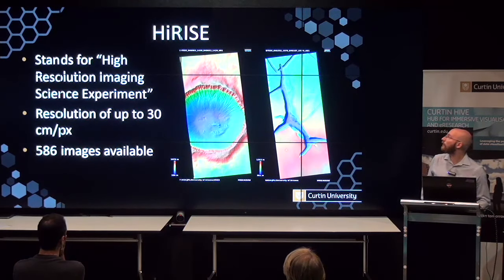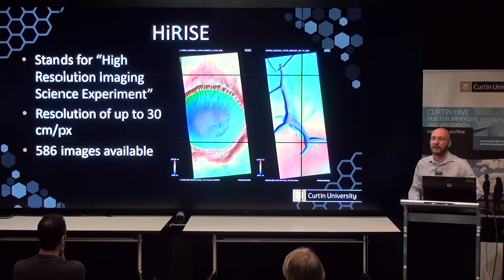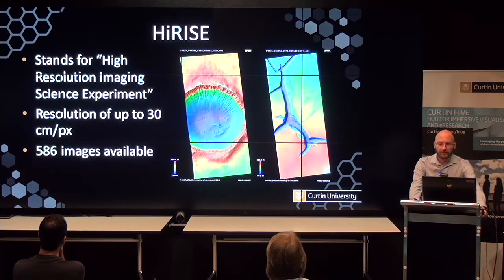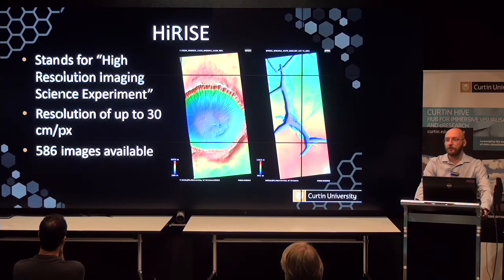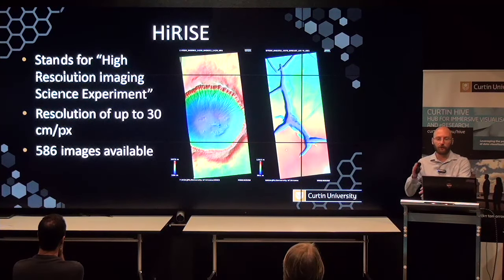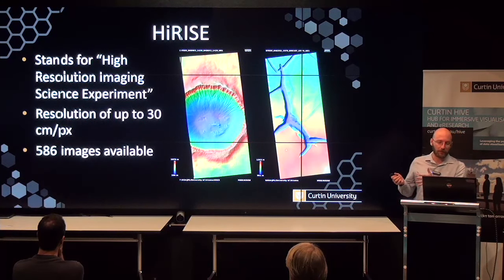So the data set I used was gathered by the HiRISE satellite. That stands for High Resolution Imaging Science Experiment, and what it means is that they really wanted their acronym to spell HiRISE. So these images are extremely high resolution, about 30 centimeters per pixel at best, but usually they hover around 1 meter per pixel.